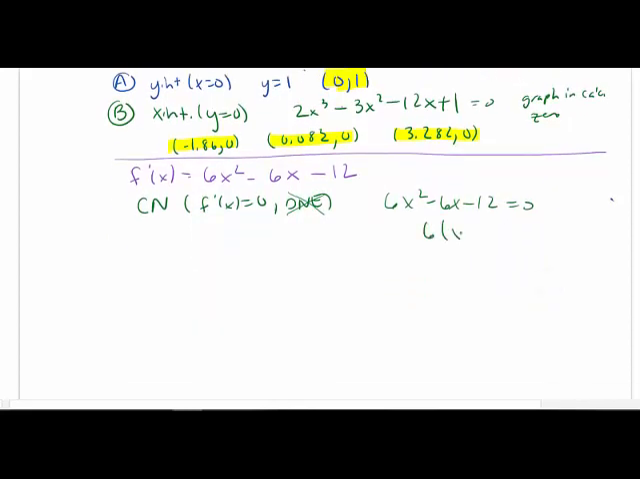I can pull out a 6. Factor it completely. So I get x equals 2 or x equals negative 1. Remember to always double check, are those in my domain? My domain for this problem was all reals. So those are my critical numbers. That's my answer for C.